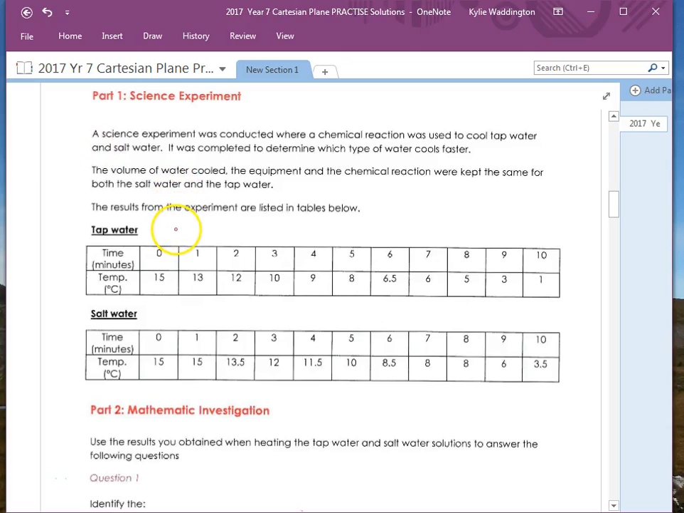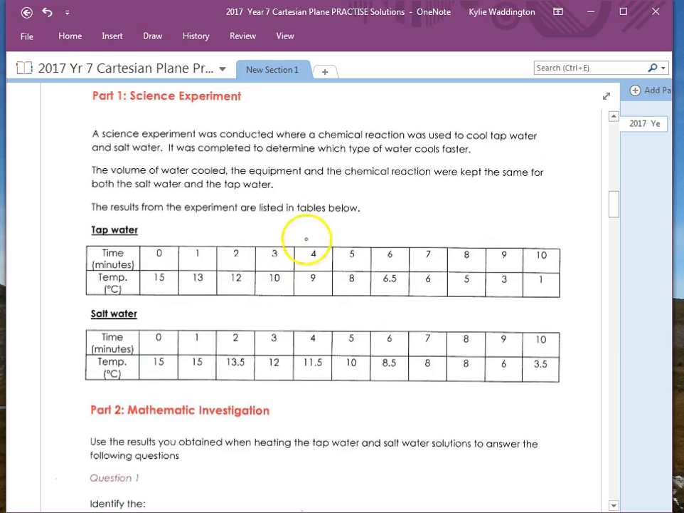Okay, so this week and last week we've done our practice assessment for our Cartesian planes, and for it you were given a set of science results where the temperature of tap water was compared to the temperature of salt water when cooled by a chemical reaction. Our coordinates will be these values here.